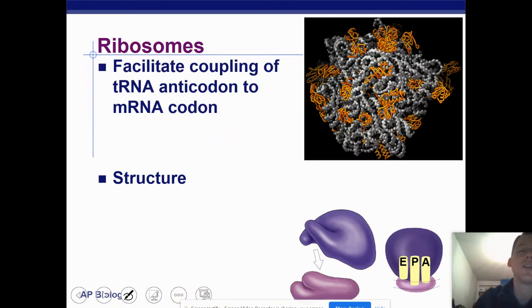Okay, in addition to tRNA, we also have ribosomes that work to help build these proteins. Ribosomes really hold everything together. Ribosomes facilitate the coupling of tRNA with mRNA. So tRNA and mRNA are able to come together with the help of a ribosome.